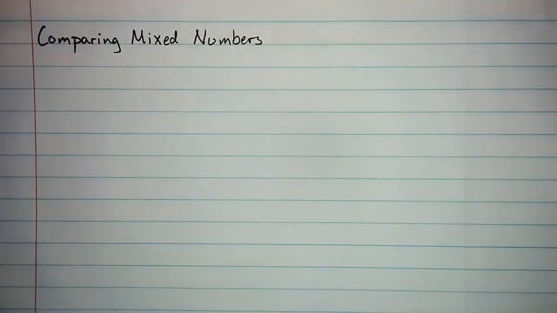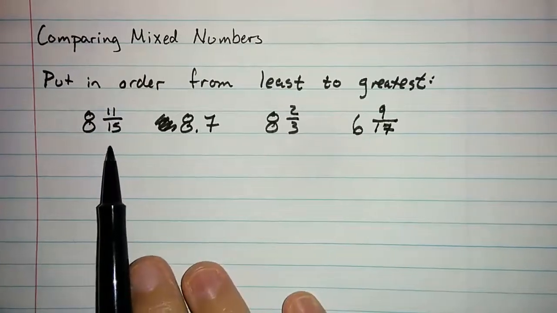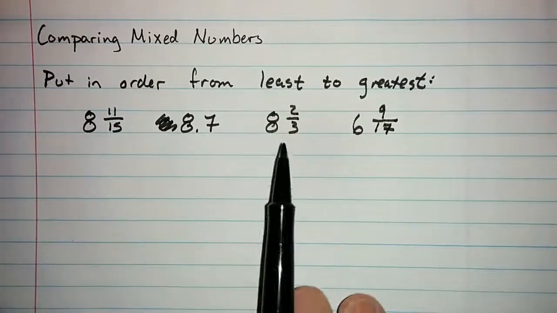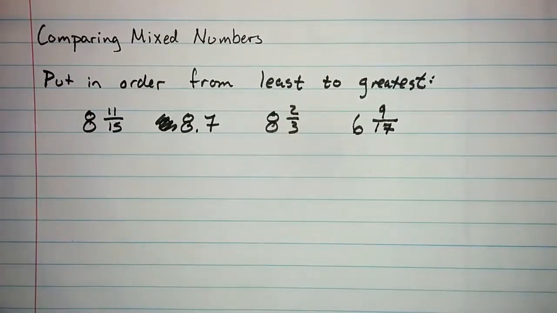How do we go about comparing mixed numbers? Suppose we have these four mixed numbers and we want to write them in order. 8 and 11/15, 8.7, 8 and 2/3, 6 and 9/17.